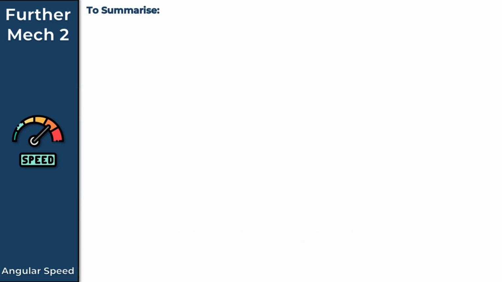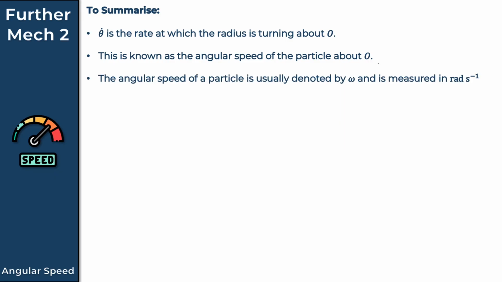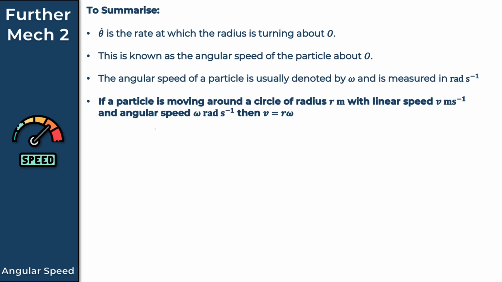So let's quickly summarize everything that we know here for angular speed. Theta dot here is the rate at which the radius is turning about O. And this is known as the angular speed of the particle about O. Now the angular speed of a particle is usually denoted by this Greek letter here, and you should recognize it. This is omega. And this is measured in radians per second. To finish with here, if a particle is moving around a circle of radius r meters with linear speed v meters per second and angular speed omega radians per second, then v is equal to r times omega.